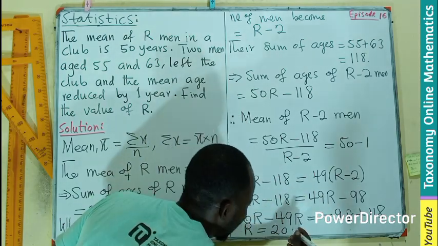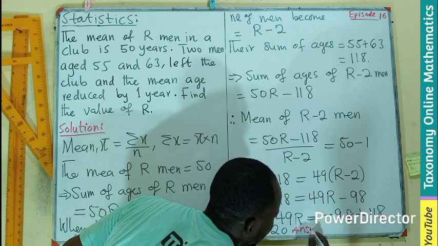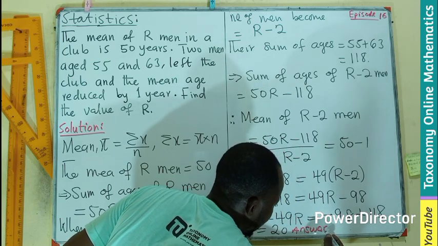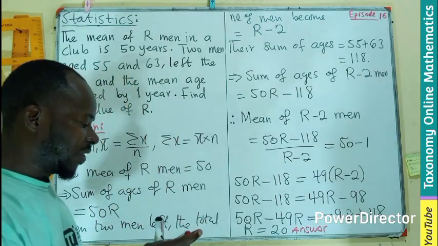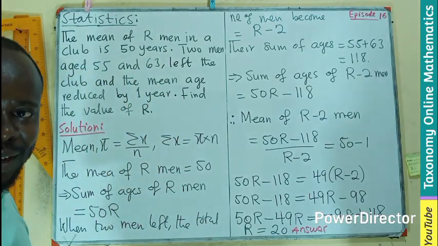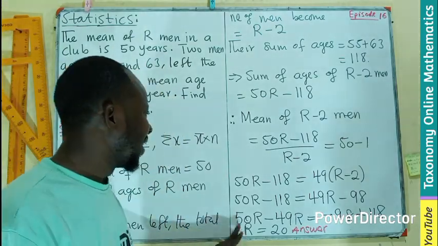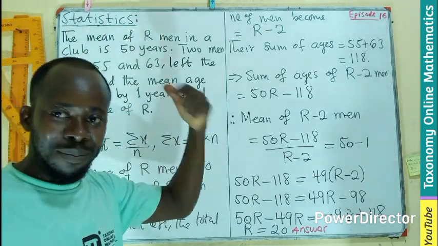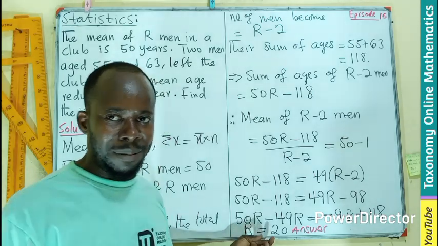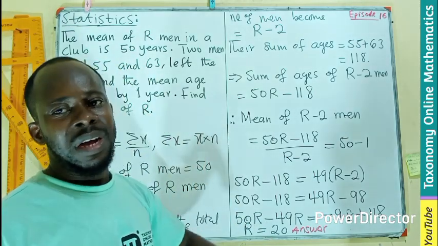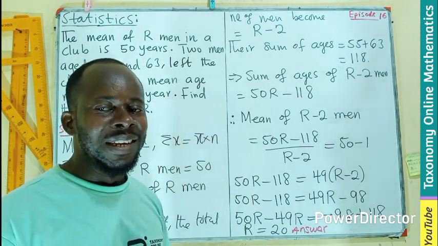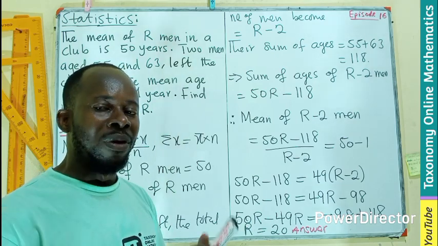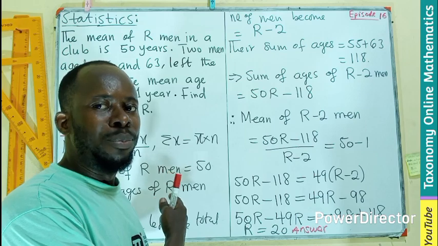Let's state this answer. Therefore, the number of men that were at the club in the beginning is 20. So there were 20 before 2 left, remaining 18 at the club. I'm sure the concept is clear, applying the concept of arithmetic mean to a word problem.